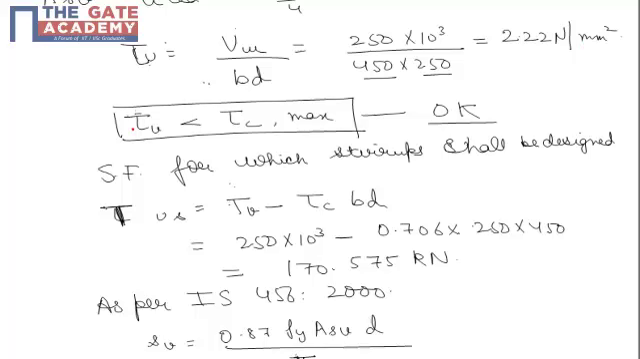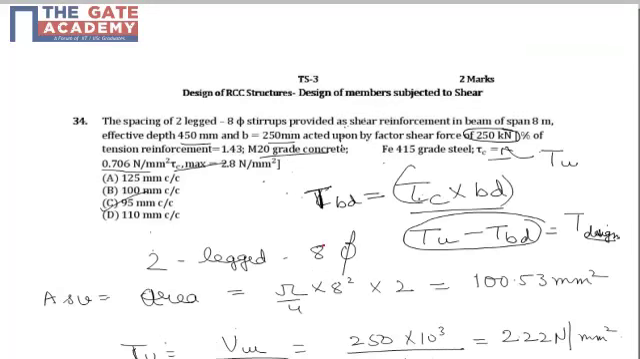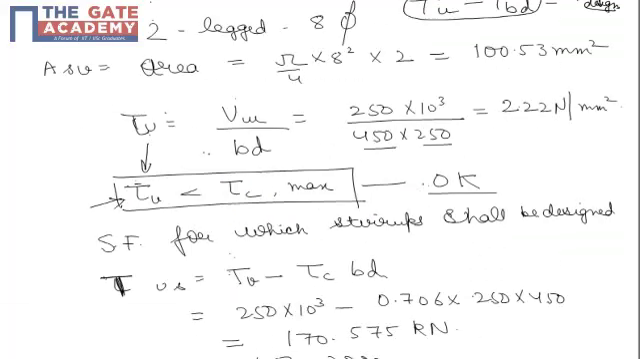Now in this case, tau V, that is the actual shear stress, is less than the maximum permissible shear stress, which is given as 2.8 Newton per mm square. Hence we can calculate the spacing required. Had this condition not been met, then we would need to revise the cross section.